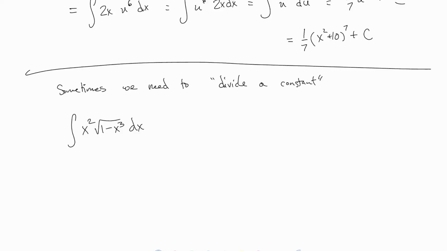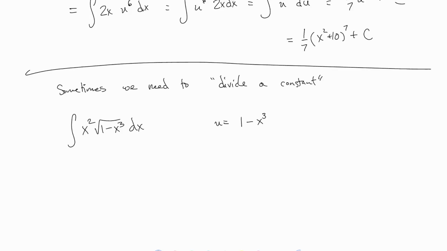Anybody like to suggest what I should choose to be the u? What do you think? 1 minus x cubed. 1 minus x cubed. Yeah, why did you pick that? Because it's inside of the square root. Yeah, it's inside the square root in this case. Really, you have two choices to pick, the x squared or the 1 minus x cubed. And you should choose the 1 minus x cubed because it's on the inside of something.